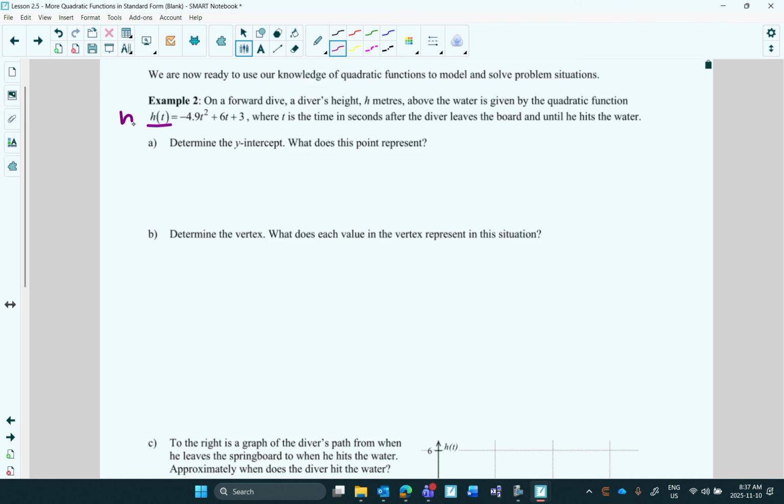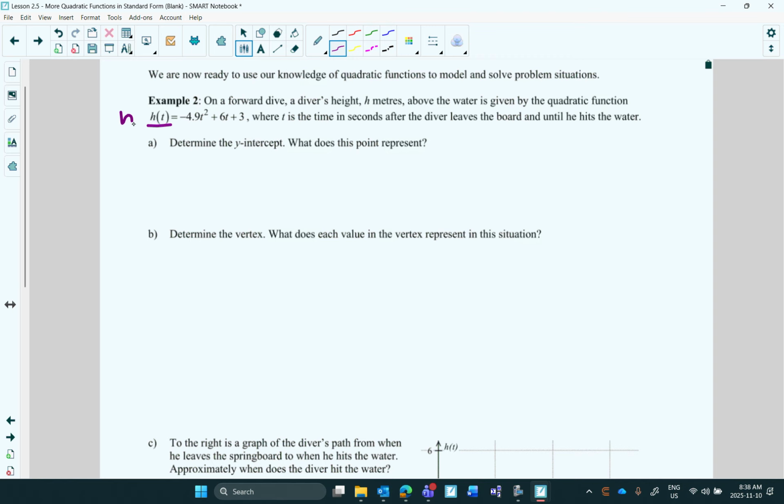And how do I know by the equation that the diver's reaching a maximum and then coming back down? Look at the equation. What tells me in the equation that the diver's going to reach a maximum? The negative, right? Because the negative always takes an upside down shape of a parabola.